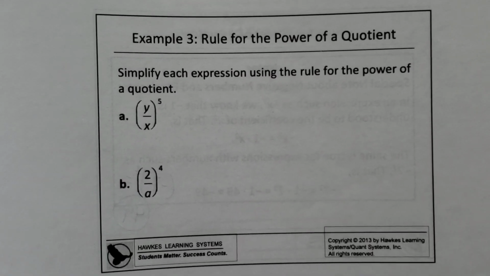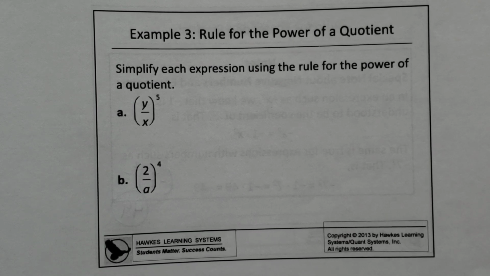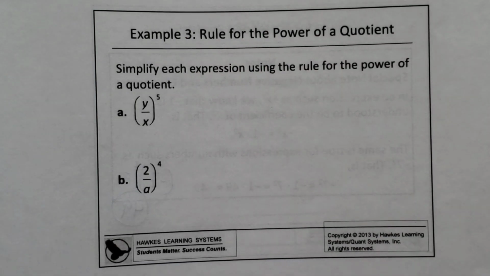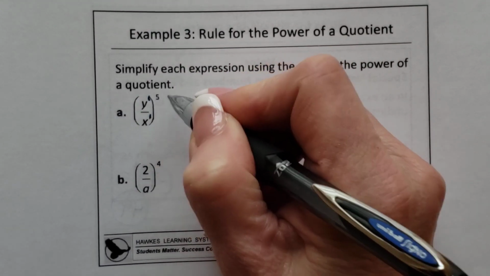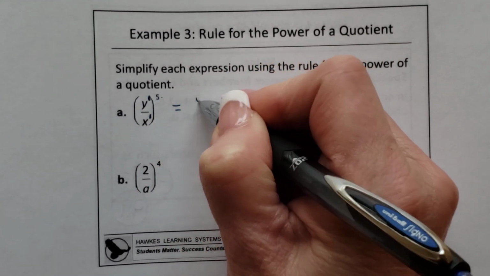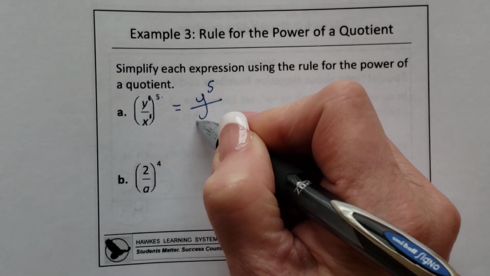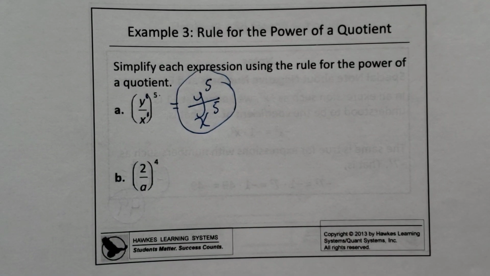Okay, so now we're going to look at letter A under example 3. Just like we did earlier, whether they're being multiplied or divided, you have to distribute that 5 to every single exponent. So here we have an exponent of 1. Here's an exponent of 1. So 5 times 1 is 5. 5 times 1 is 5. And there's nothing else we can do to that.